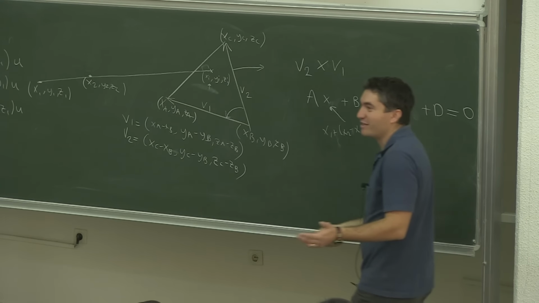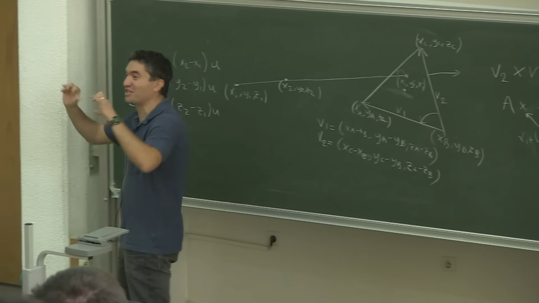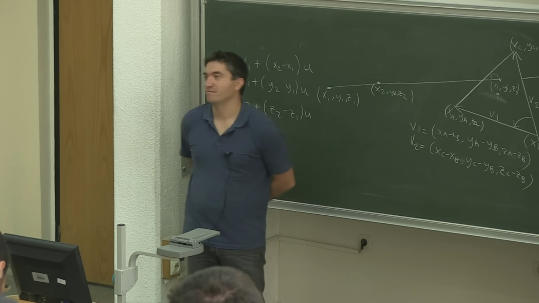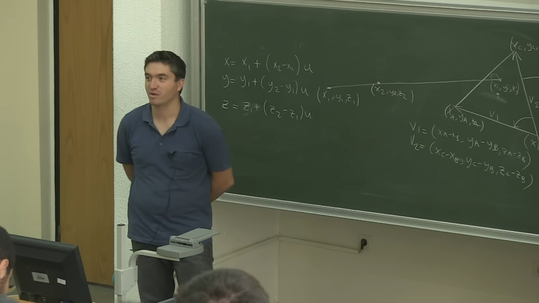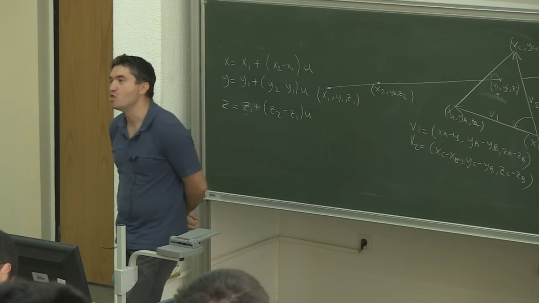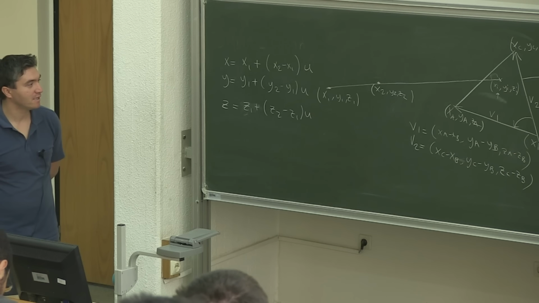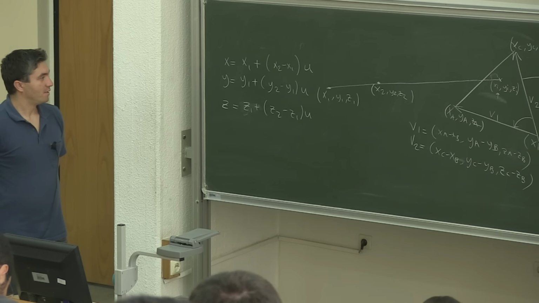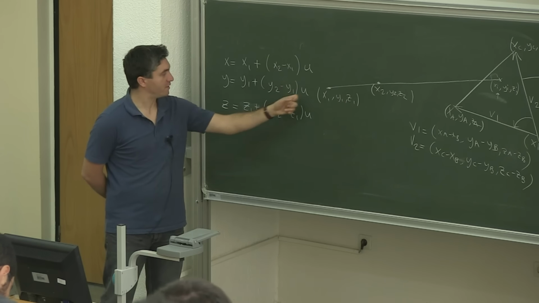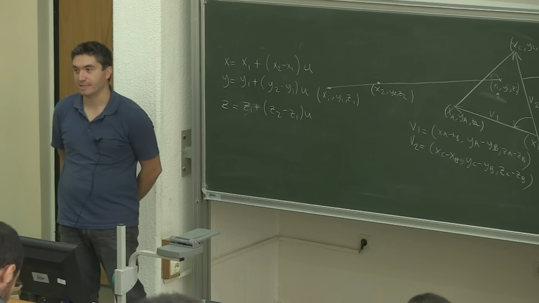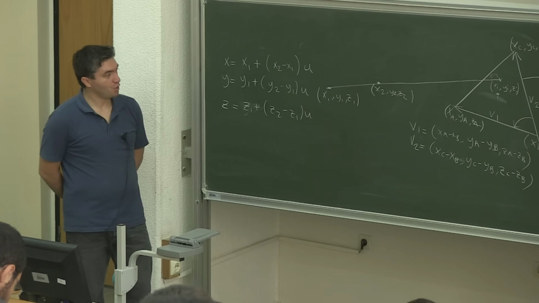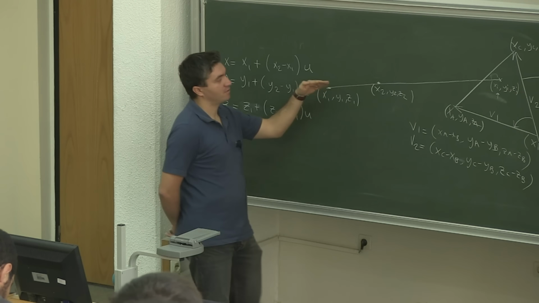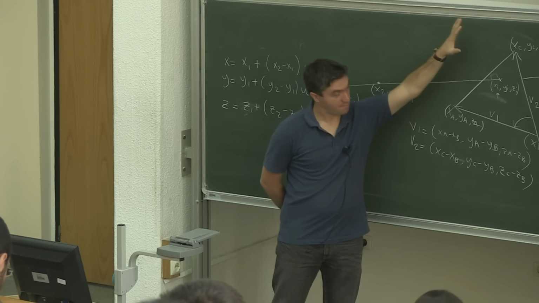So you're not even solving a system of linear equations. You have just one equation to solve, and you don't need any equation solver. You just have one equation with one unknown u. If you can solve for u, you put u in these equations and find your x, y, z's. If this u is greater than 1, it means that your line intersects this plane.